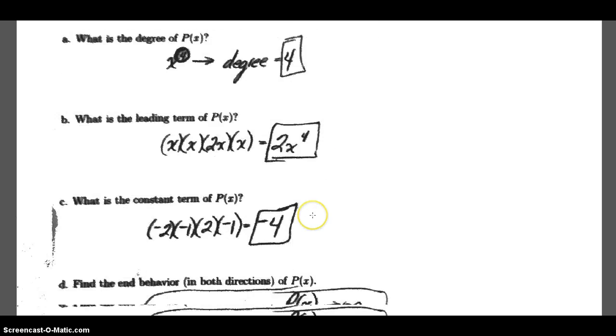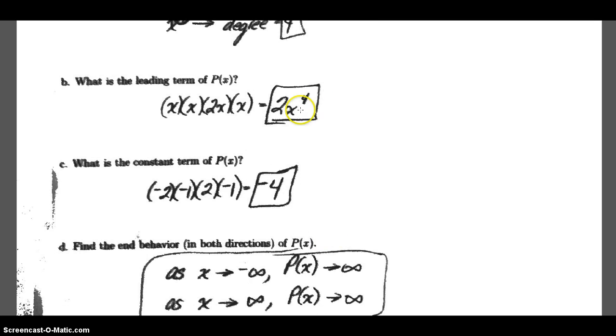End behavior, we're plugging in as this gets lower and lower towards negative infinity. We can really just look at the leading term there. Plug a large number in there. Either way, this fourth power will make it positive, and we'll go to positive infinity.